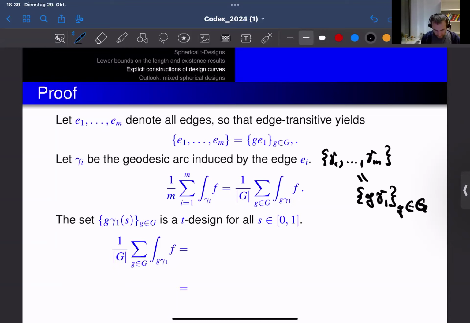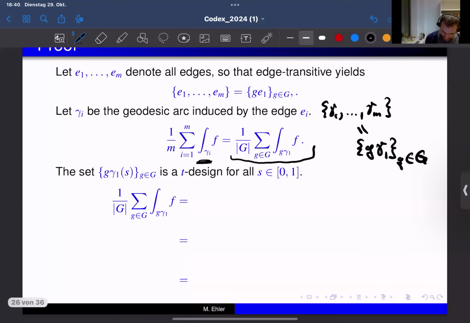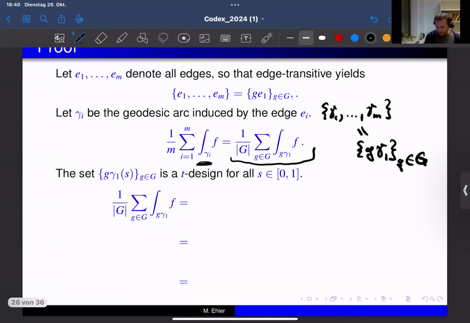Now it turns out that I can sum up the path integrals over all my gamma i's. And because the gamma i's are actually a single orbit, this sum can be written as 1 over the order of the group, and I simply sum over G of gamma 1. So far, so good. This is just some elementary group theory because I sum over an orbit.